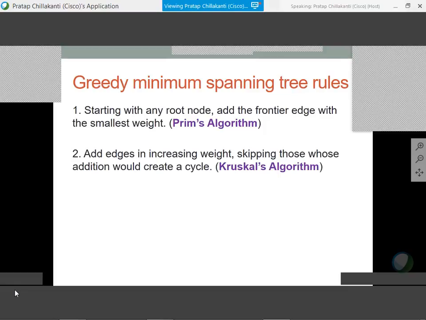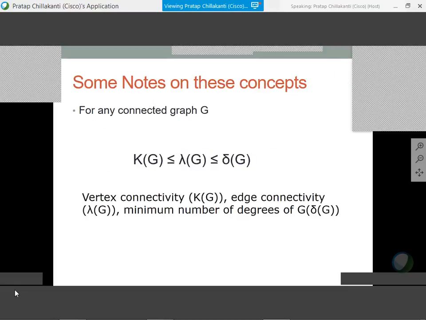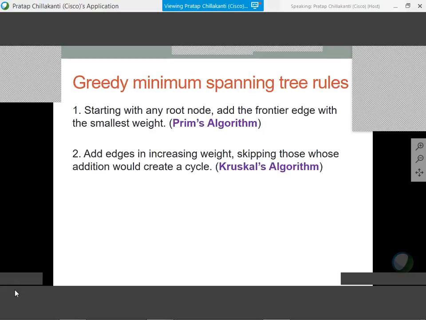Okay, let me go back to that. Let me, yeah, small delta. Thank you for clarifying that. I forgot all those notations now. So Prim: starting with any root node, add the frontier edge with the smallest weight. So far, so good.